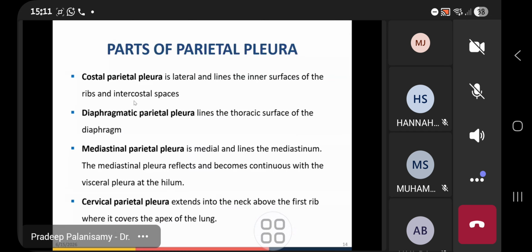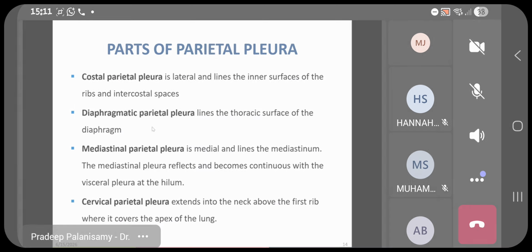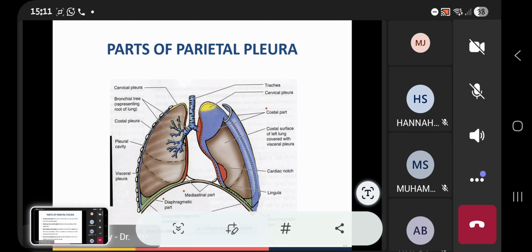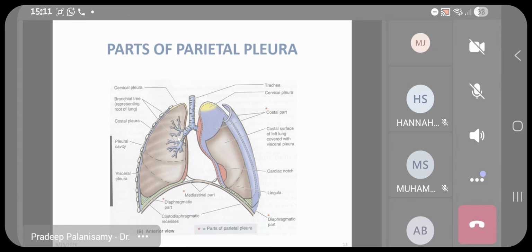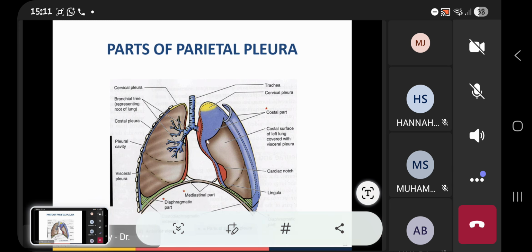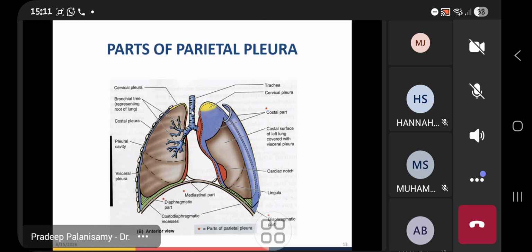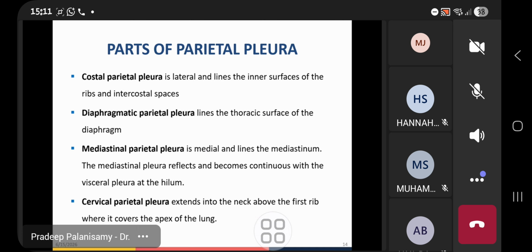You see the costal parietal pleura, or it is called the diaphragmatic pleura as it is covering the diaphragm over here, or it is also called the mediastinal pleura, the one which is seen on the medial surface. It's called the mediastinal pleura, and the one which is on the top will be called the cervical pleura. So these are the different parts of the pleura covering the lungs.